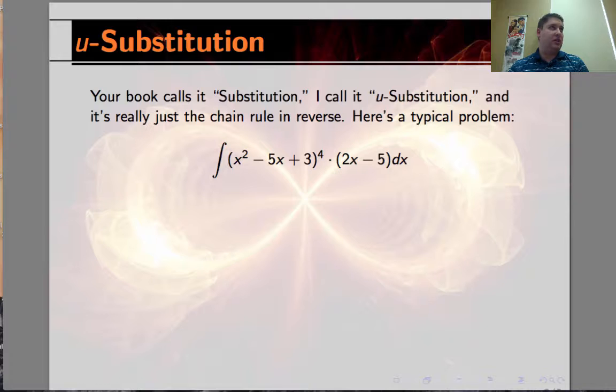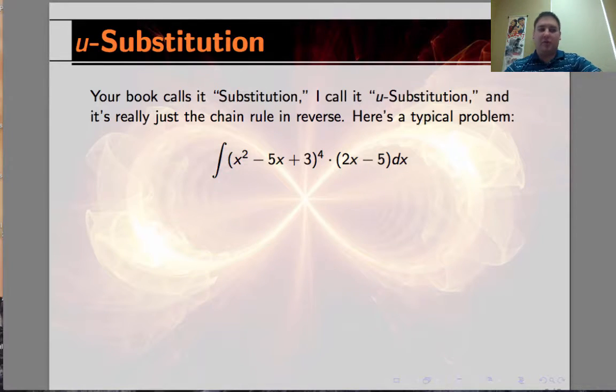In your textbook, if you're using a textbook, usually they just call this substitution. I like to call it u-Substitution because that's how I learned it, and it's awesome. But really all that this is, it's the chain rule backwards. So we're flipping the chain rule around. If you liked doing the chain rule before, where you had to find the derivative of the outside function and then multiply by the derivative of the inside function, this is just the same thing but backwards.